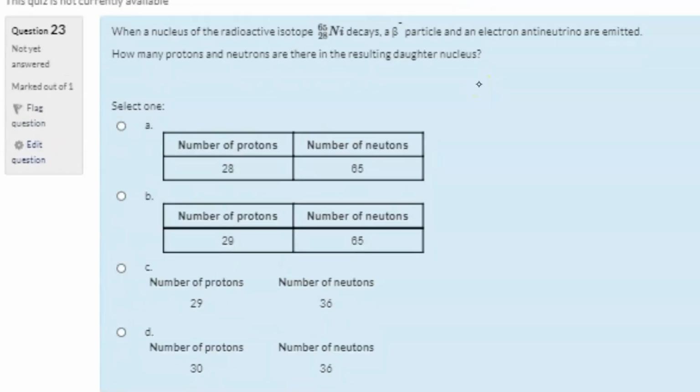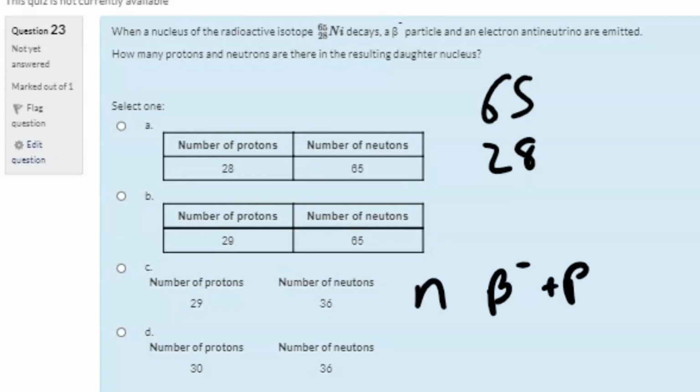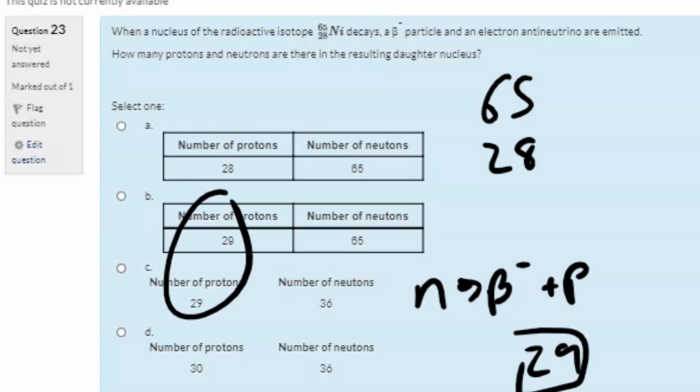So we have got, oh hello, what's going on? 65 nucleons, 28 protons. It's a beta minus, so that's a neutron going to a proton. Whilst this 65 stays the same, we have got a neutron turning into a proton, so we know that it's going to be 29 protons. So it's one of these two answers.